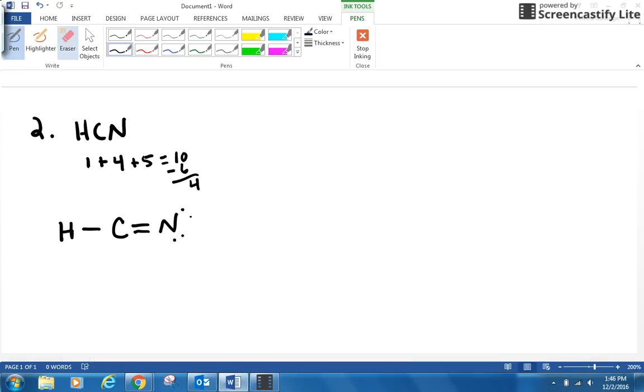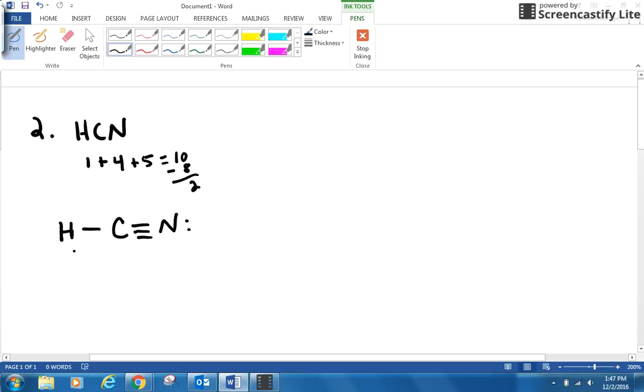So this is where I'm going to have to try to put a triple bond. So if I try to add a triple bond here, I now have used 2, 4, 6, 8 of those electrons in the bonds. So I have 2 left over. Carbon is already fulfilled in its octet because it has 8 around it. So I'm going to put the 2 electrons by this nitrogen, so now the nitrogen can have its octet fulfilled.